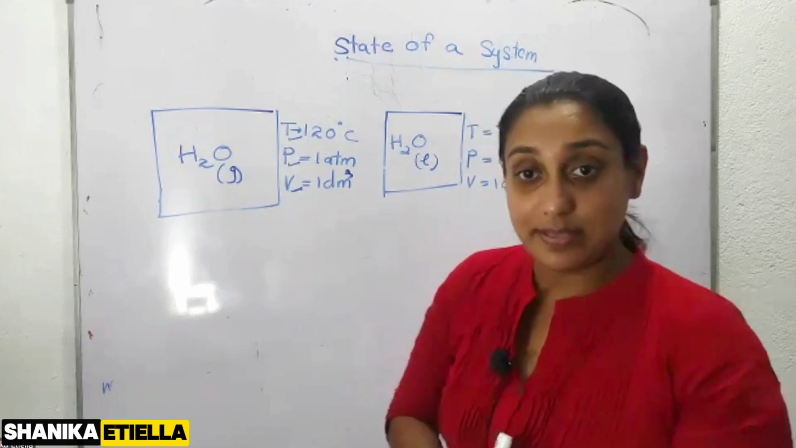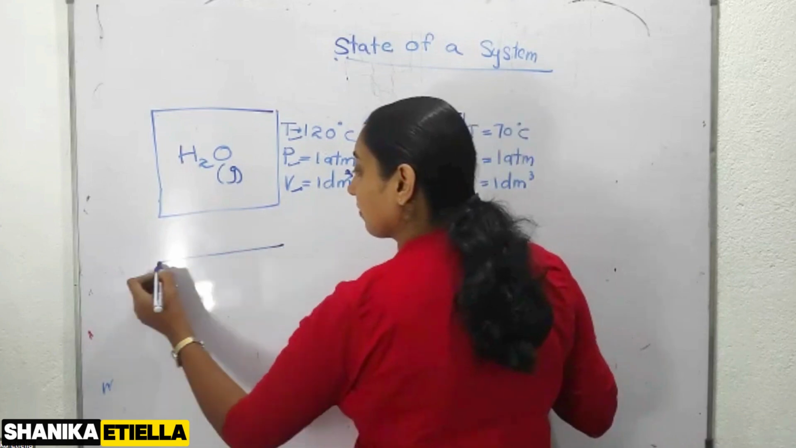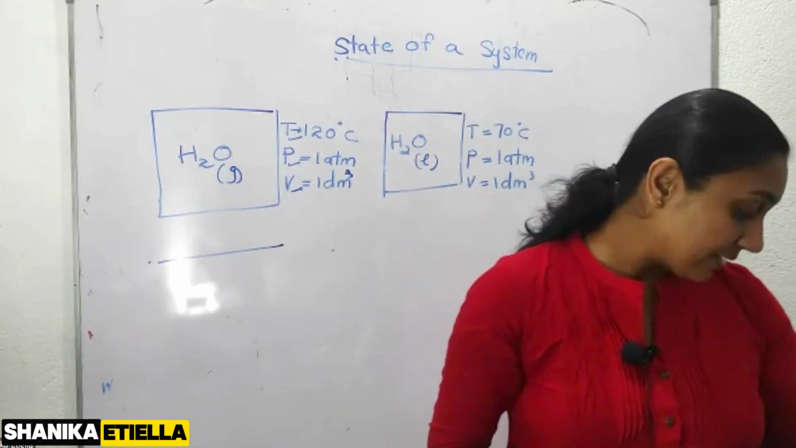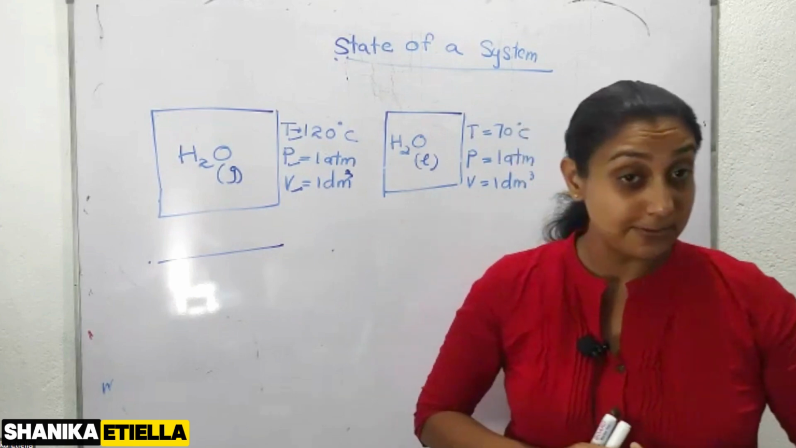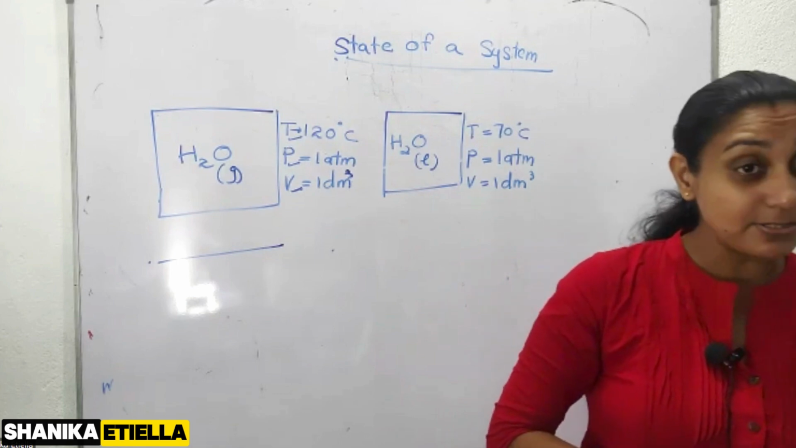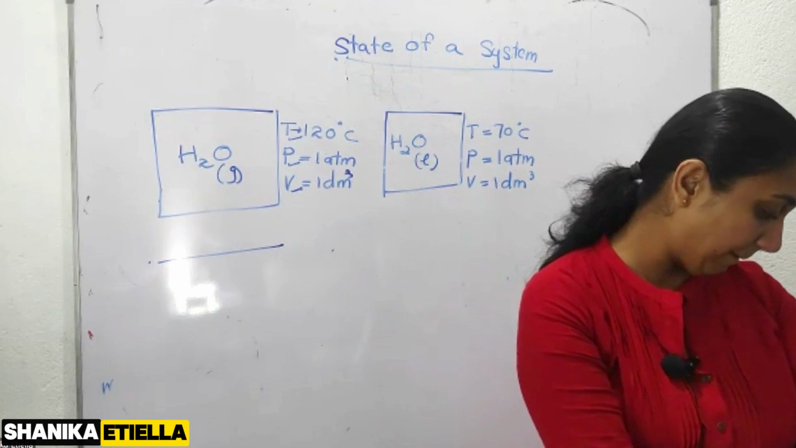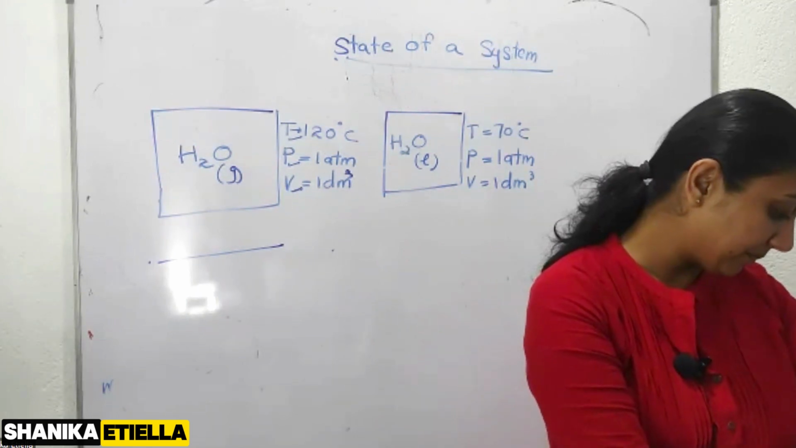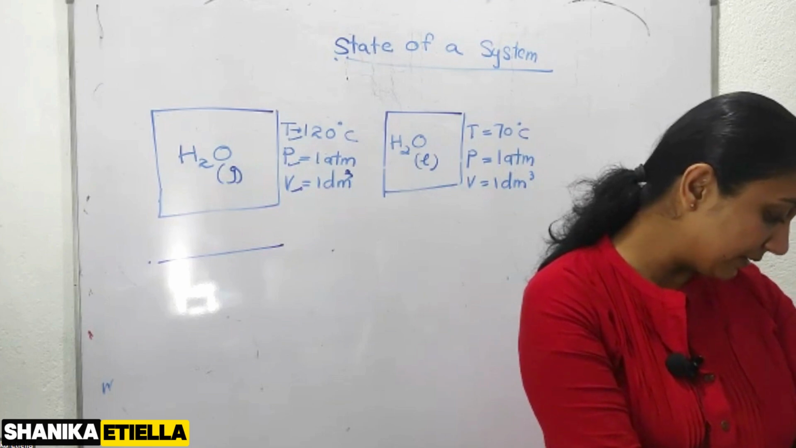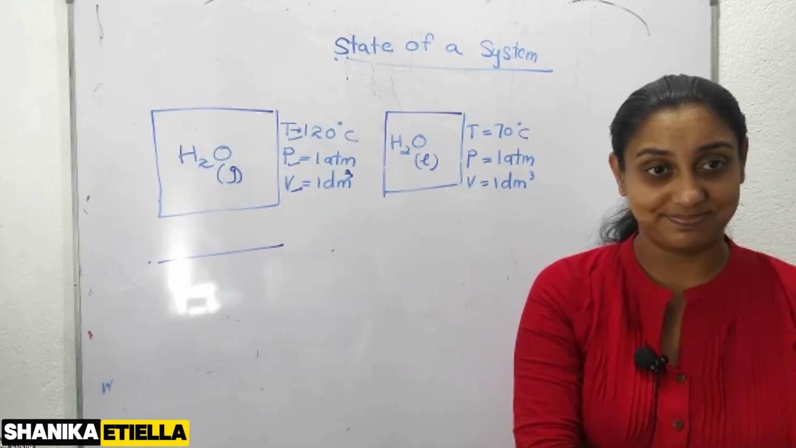Okay. Then write down state of a system. State of a system is specific, measurable, macroscopic properties of the system. Specific, measurable, macroscopic properties of the system.